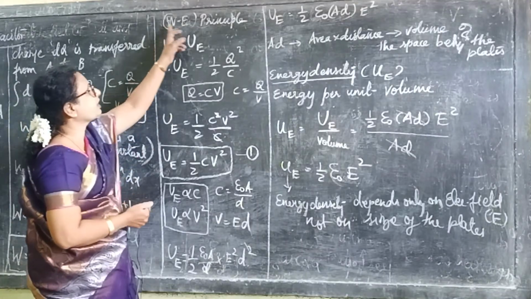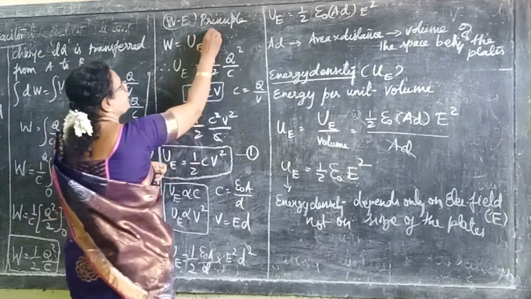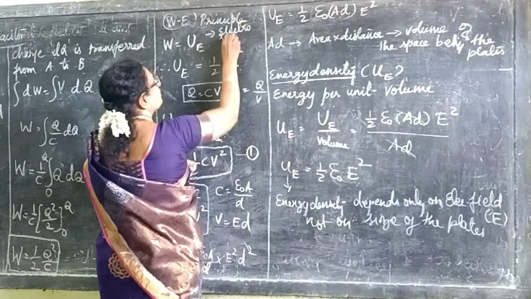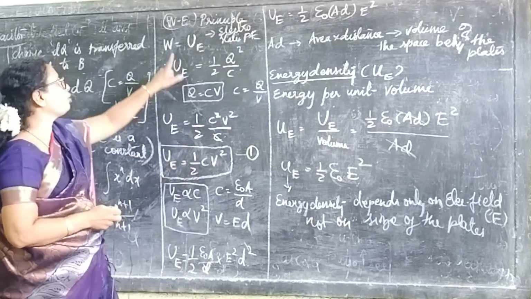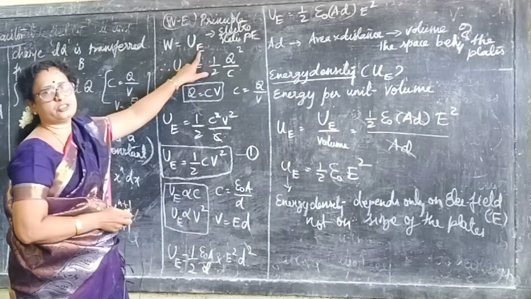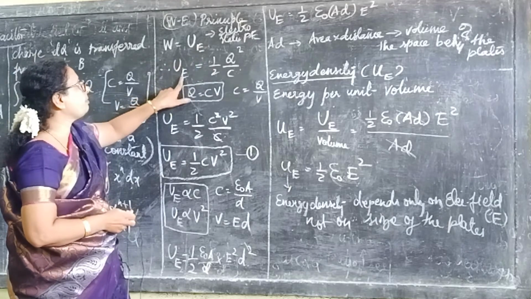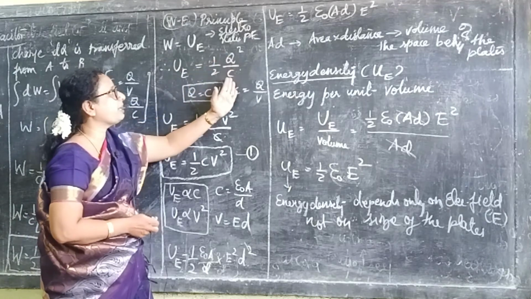According to the work energy principle, this work done W will be stored as electrostatic potential energy. Normally potential energy we denote by the symbol capital U. Since it is electrostatic potential energy, we use a suffix small e here. So U_e is the work done. Work done we have derived as half q squared by C.